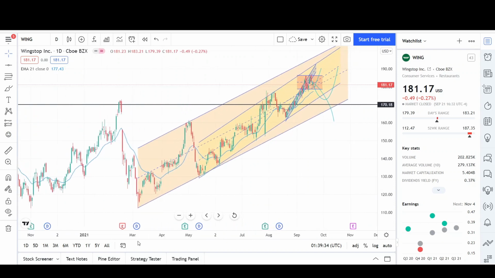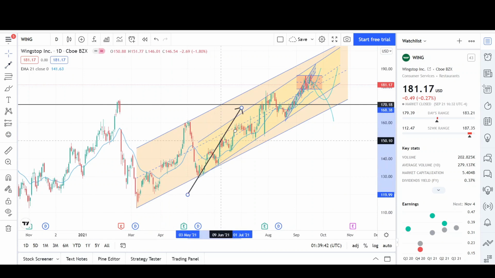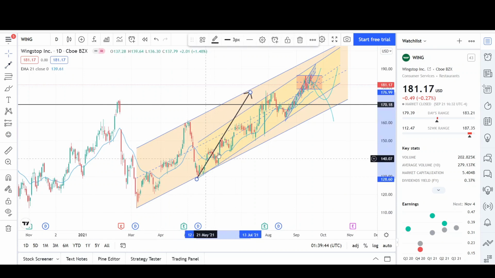Before I go on the weekly chart, I'd like to show you guys this measured move. This was the measured move that price action made previously. This was the first leg up, and this was the second leg up. So if you were right over here, this would be a nice target for price to reach, and it pretty much met it, and that's where price sold off.